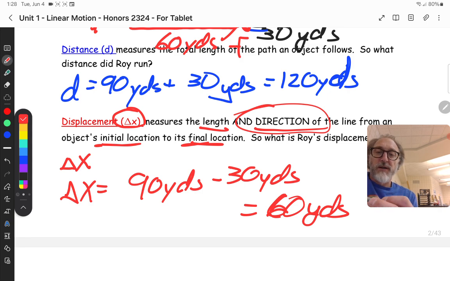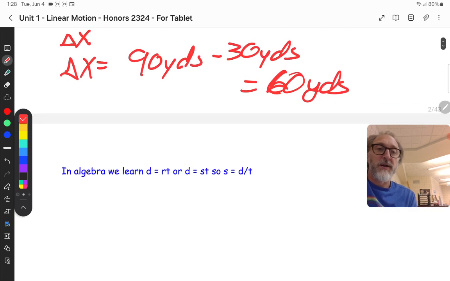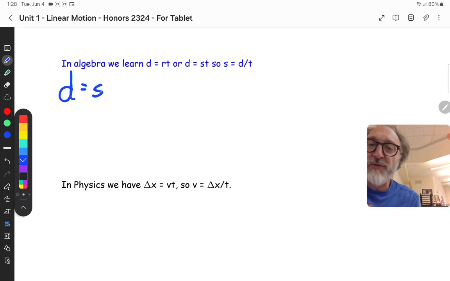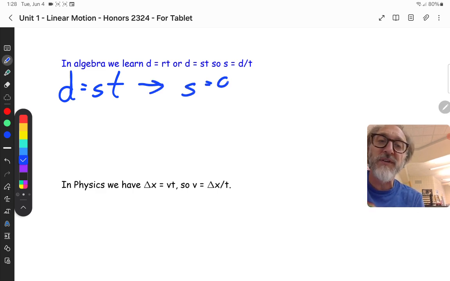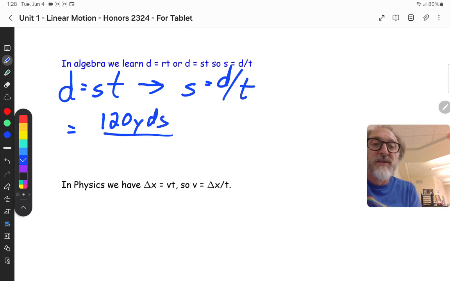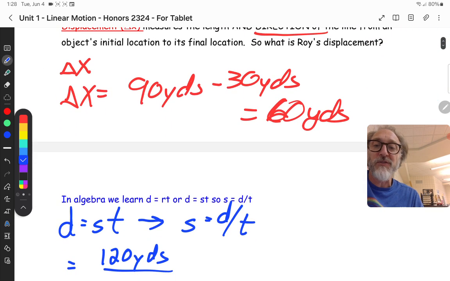All right, now, in algebra, one of the things that you hopefully learned is that distance equals rate times time, right? In physics, we call that rate speed, or in a minute, we'll see we call it velocity, right? So if distance is speed times time, if we algebra this, we could solve for s and discover that our speed is the distance divided by the time. So in the case of Roy, we just finished doing this. We discovered that Roy ran 120 yards along the field. And then hopefully you remember that our time was 15 seconds.